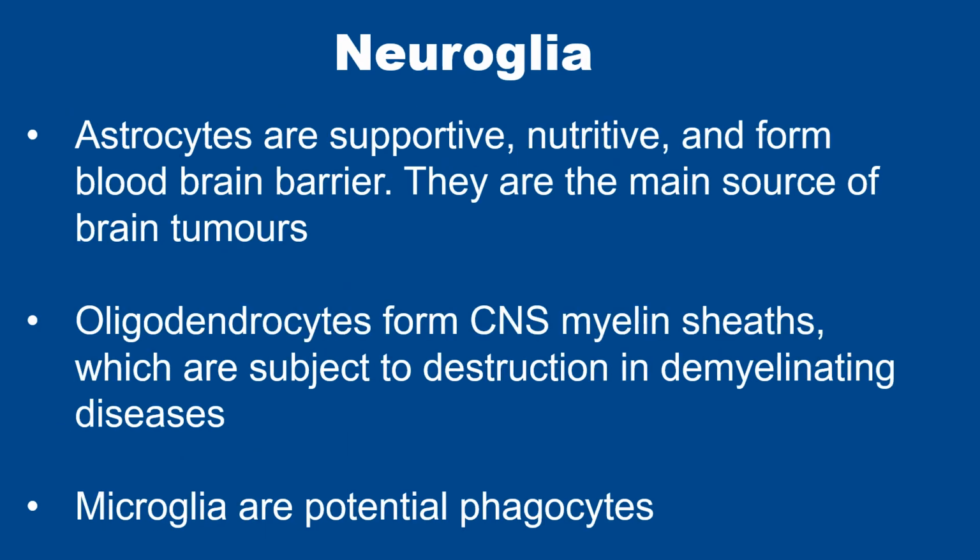Among the neuroglial cells, astrocytes are supportive, nutritive, and form the blood-brain barrier. They are the main source of brain tumors. The oligodendrocytes form CNS myelin sheaths, which are subject to destruction in demyelinating diseases. The microglia are the potential phagocytes.